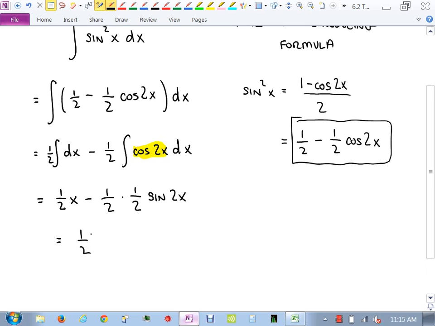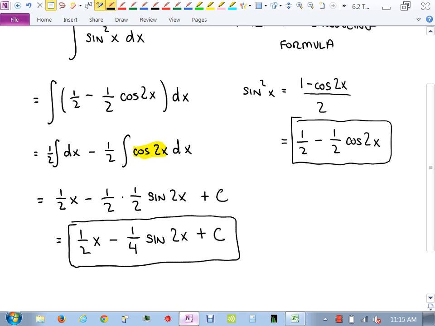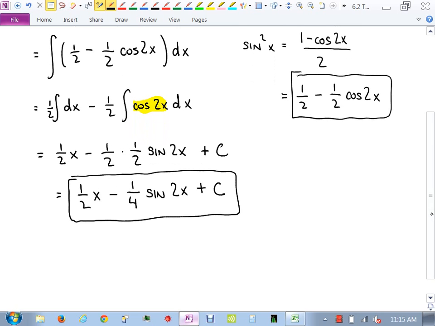All right, 1/2. Oh, I forgot my c, plus c. I didn't take off on the test, but I probably circled it or something if you forgot c. And that's it. That all right? Now, next problem.